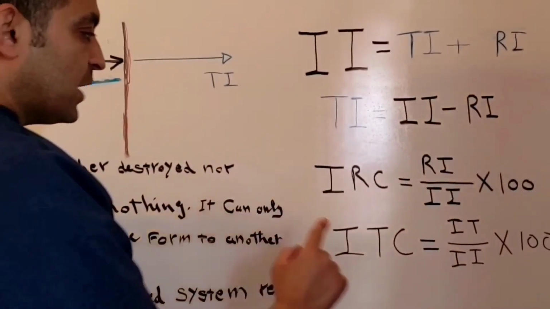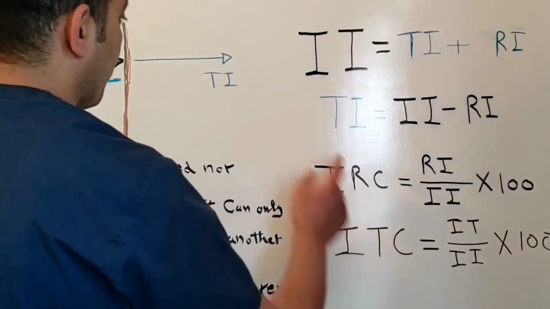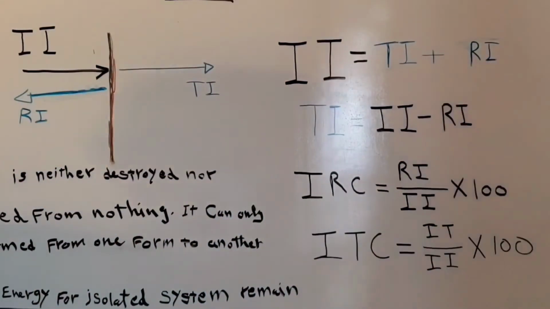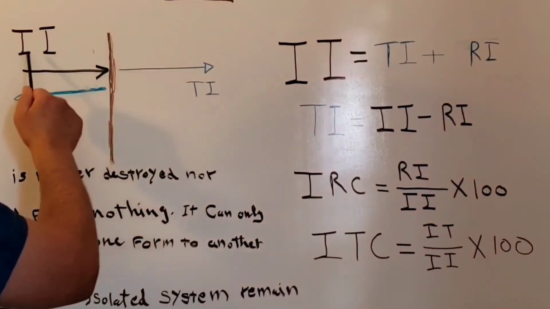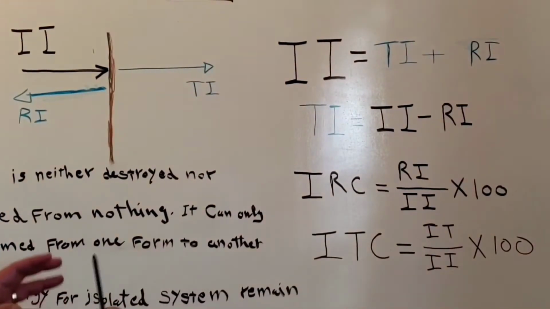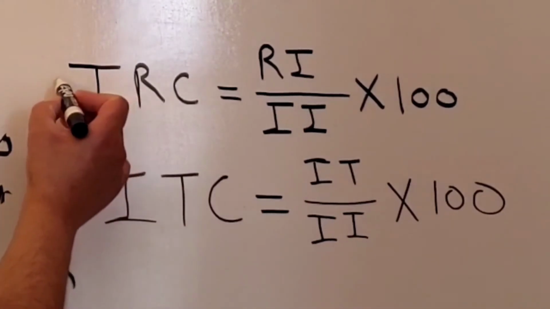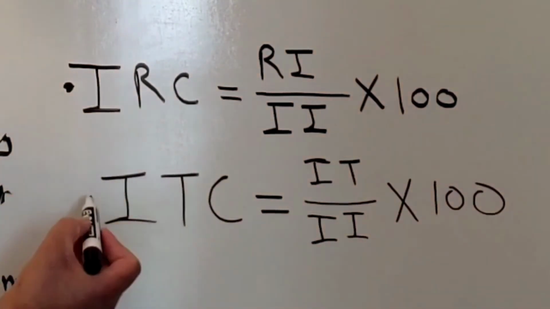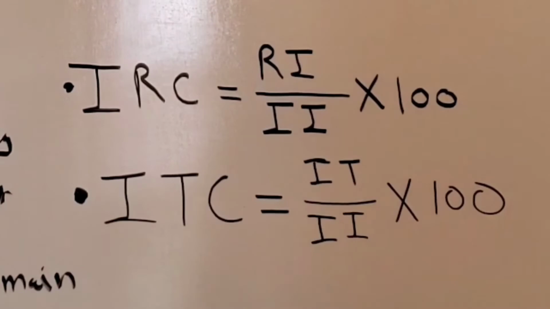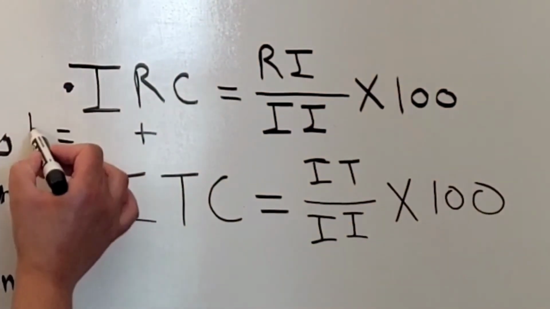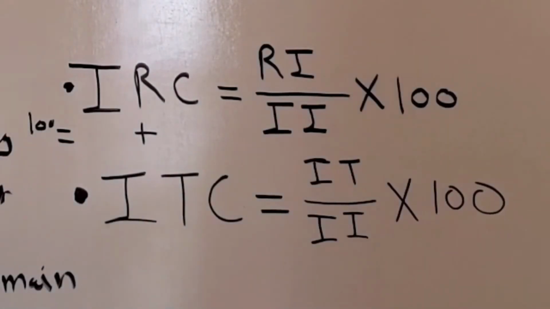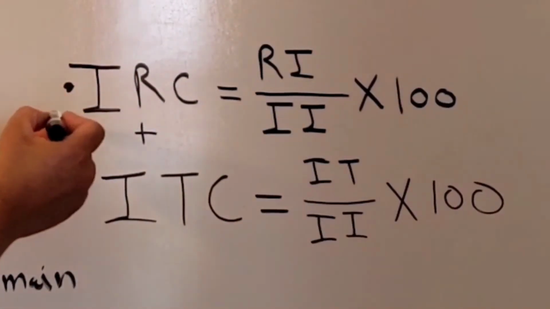Now, how can we calculate the intensity transmission coefficient, which is this one? We need to divide the transmitted intensity by the incident intensity and multiply by 100, so we'll get it as a percentage. The intensity reflection coefficient and the intensity transmission coefficient, the total of these always equals 100. And this is due to the conservation of energy law.